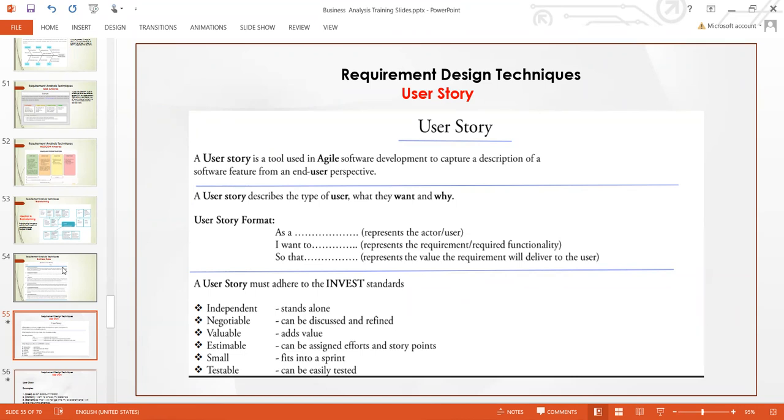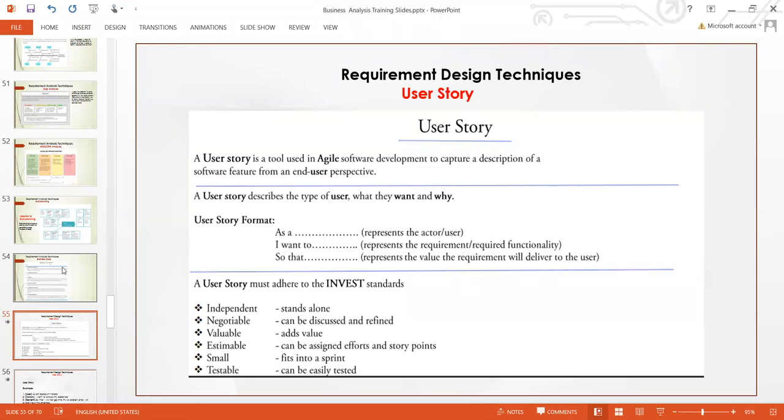Negotiable, can be discussed and refined. So, it means that it can be discussed with the users and it can be refined, it can be upgraded. The process can be refined or be upgraded. It must be valuable, it must add value to the system, it must add value to the software, it must add value to the person using it. The person using it must feel happy after using it, must have, you know, solved a problem.